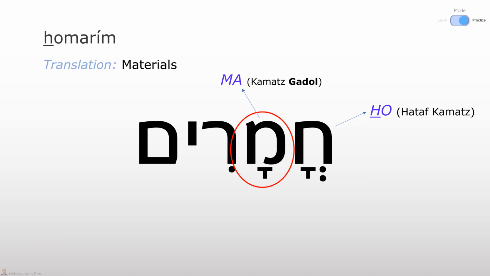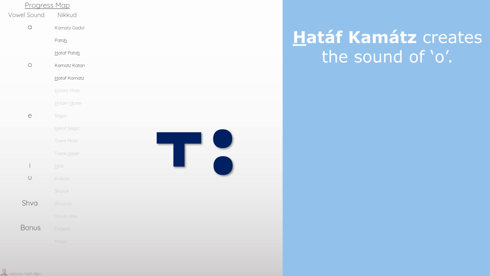To conclude, Chataf Kamatz creates the sound of O, just like Kamatz Katan.